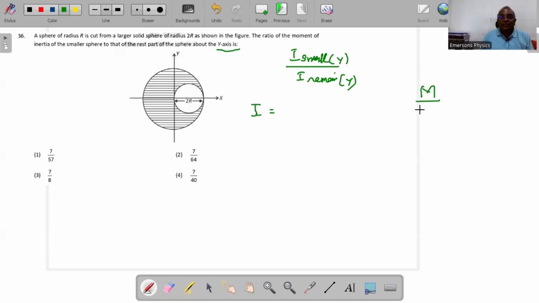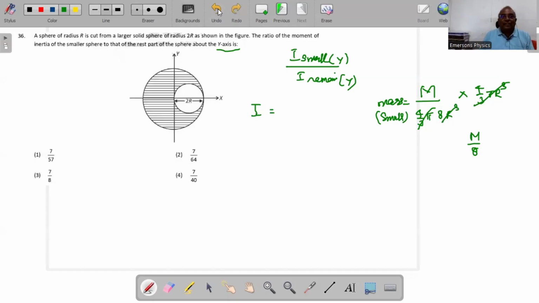Volume of the sphere is 4/3 π (2r)³, which is 8r³, times the volume of the smaller sphere, 4/3 π r³. This is the mass of the small sphere, the small sphere that we have cut out. So 4/3 π r³ cancels, and the remaining part is m/8. So the mass of the smallest sphere is m/8.